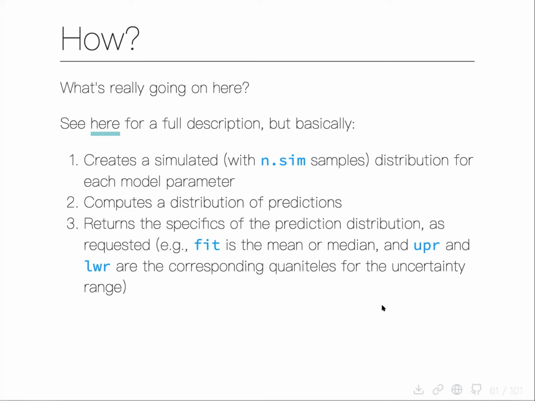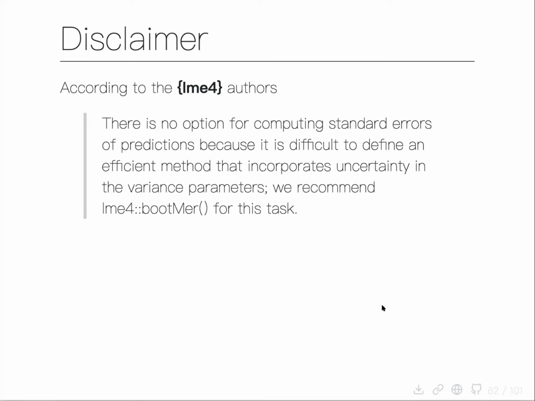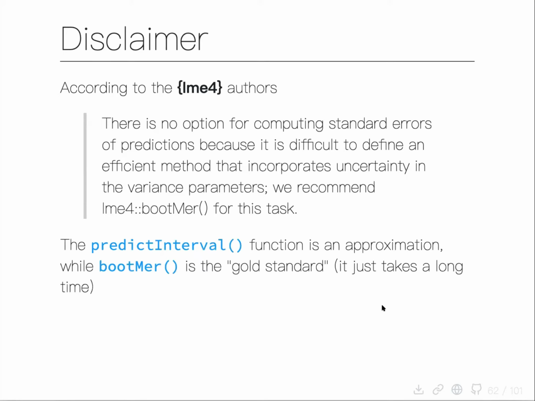If you look at that link, it walks you through some of the alternative methods and how this method compares. But this is a disclaimer from the LME4 authors. They say that there's no option for computing standard errors of predictions because it's difficult to define an efficient method that incorporates uncertainty in the variance parameters. So they recommend using LME4 bootMer, which I really struggled with. I spent a long time looking into it. So I'll take you through what I found, but it's quite complicated.